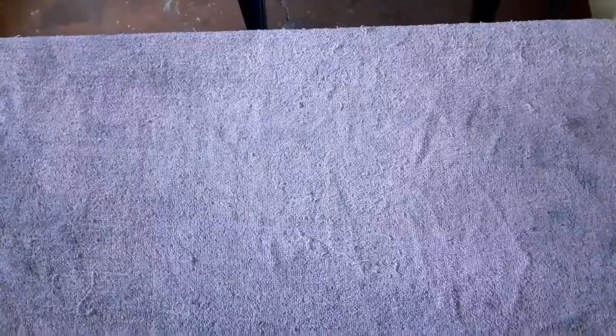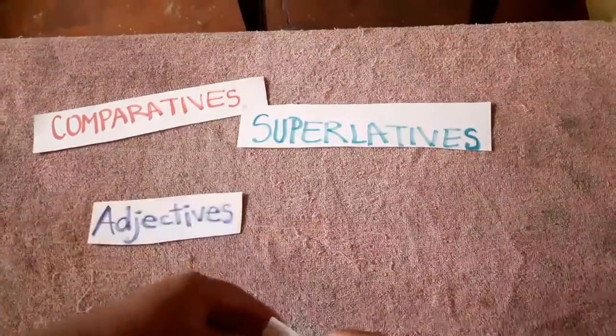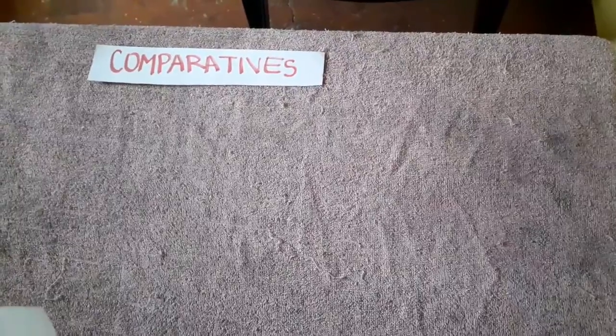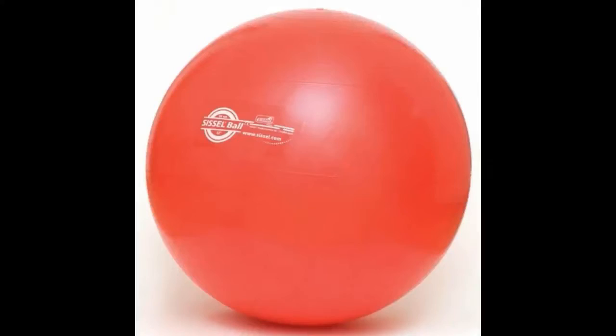Hello everyone. Today we are going to learn something about comparatives and superlatives, adjectives and adverbs. Comparatives are used to compare two or more things. Let's see the example. Red ball is bigger than blue ball. In this case, we are comparing two balls.